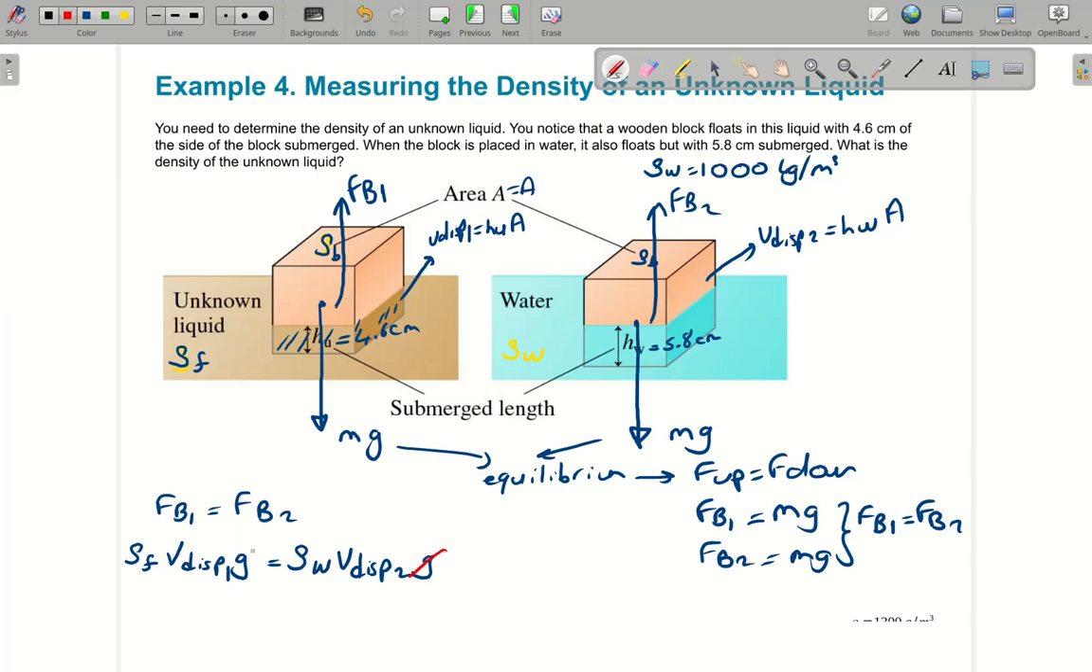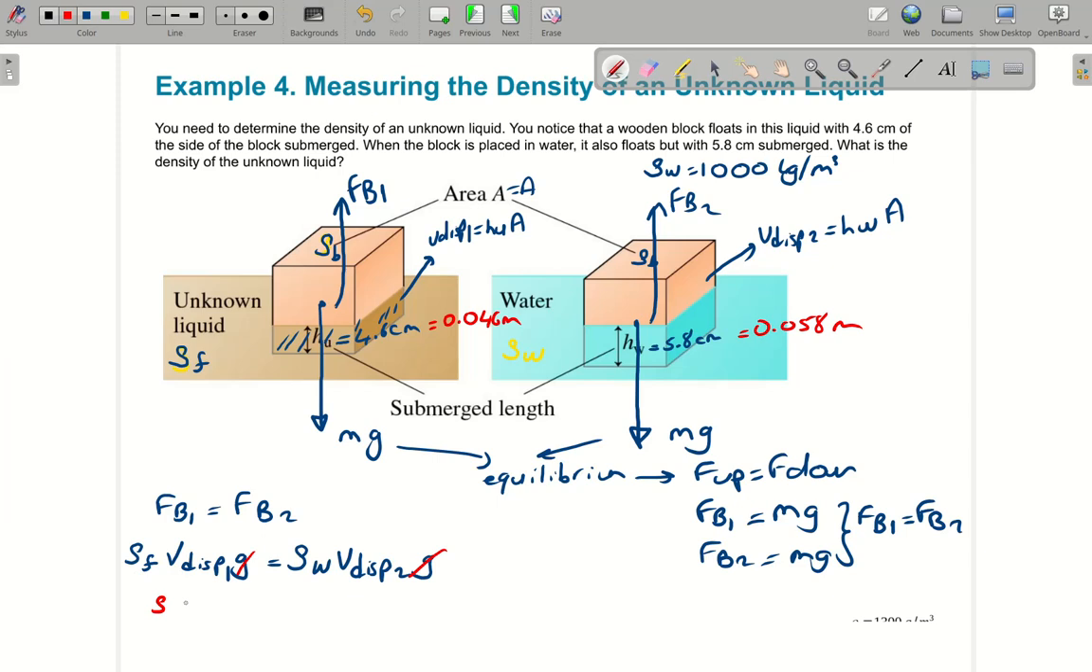Now G's cancel here. And here's my V displaced 1, here's my V displaced 2. Here we have a ratio. We can keep the H's as centimeters, but we are used to converting. So let's convert centimeters to meters. Divide by 100: 0.046 meters, 0.058 meters. And I'm going to solve for rho fluid.